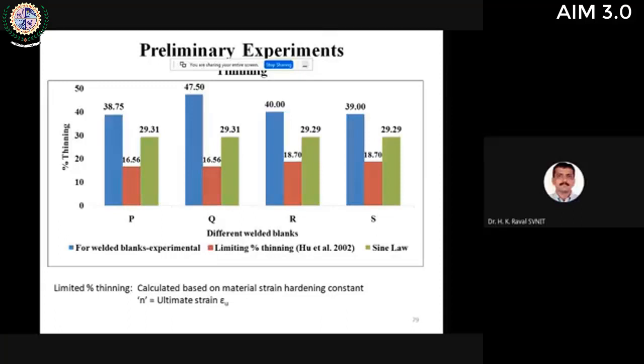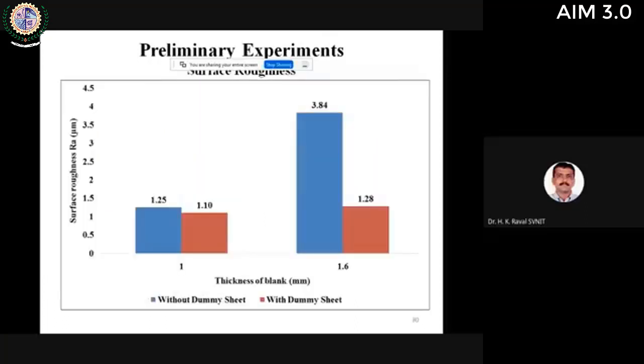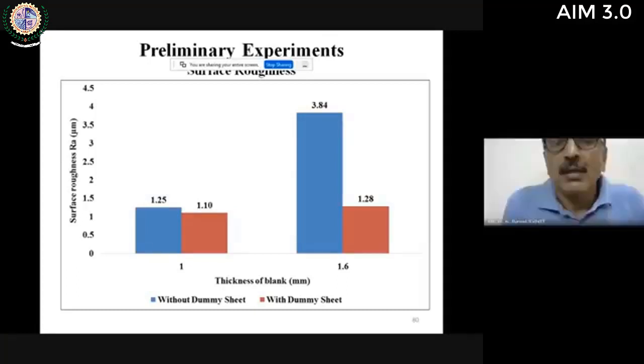So these are the bar charts of all safe deformed objects, not the failed objects. So please understand that these are all objects that are safely deformed. These are the surface roughness values obtained for the combination of 1 mm thickness and 1.6 mm thickness.